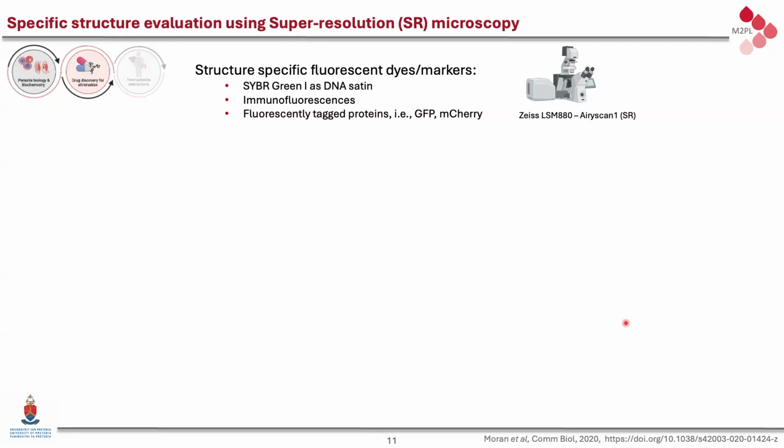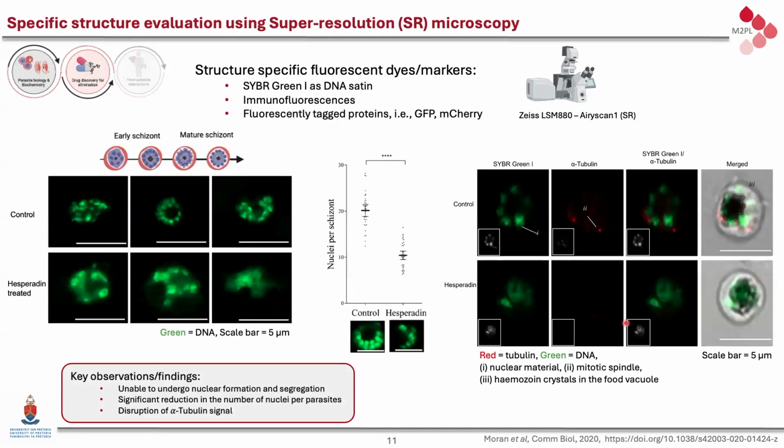For the remainder of the talk, I will be focusing on hesperidine as it has been characterized to some extent. So in previous work done by our lab, they evaluated how hesperidine specifically affects schizogony. They used a SYBR Green I DNA stain to stain the nuclear content of parasites, as well as an antibody specific to alpha-tubulin to determine if there is any effect on microtubule formation. And with the SYBR Green, they wanted to see if the treatment affects nuclear segregation and nuclear morphology.